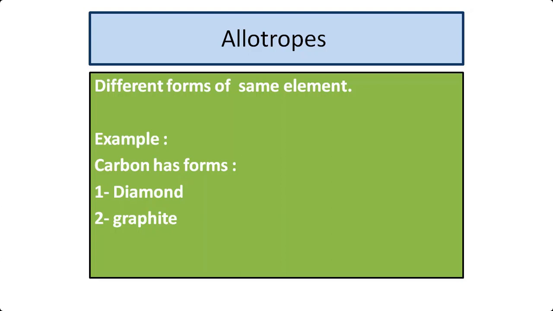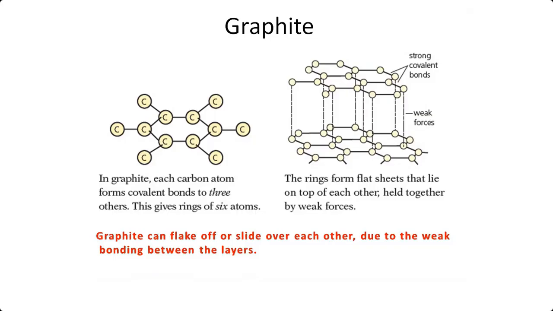I want to give you an example that appears like a giant structure, which is carbon. Carbon has two forms. The first one is graphite, and the second one is diamond. Both graphite and diamond are made of carbon. So let's start studying graphite. Now, graphite has a lot of properties.